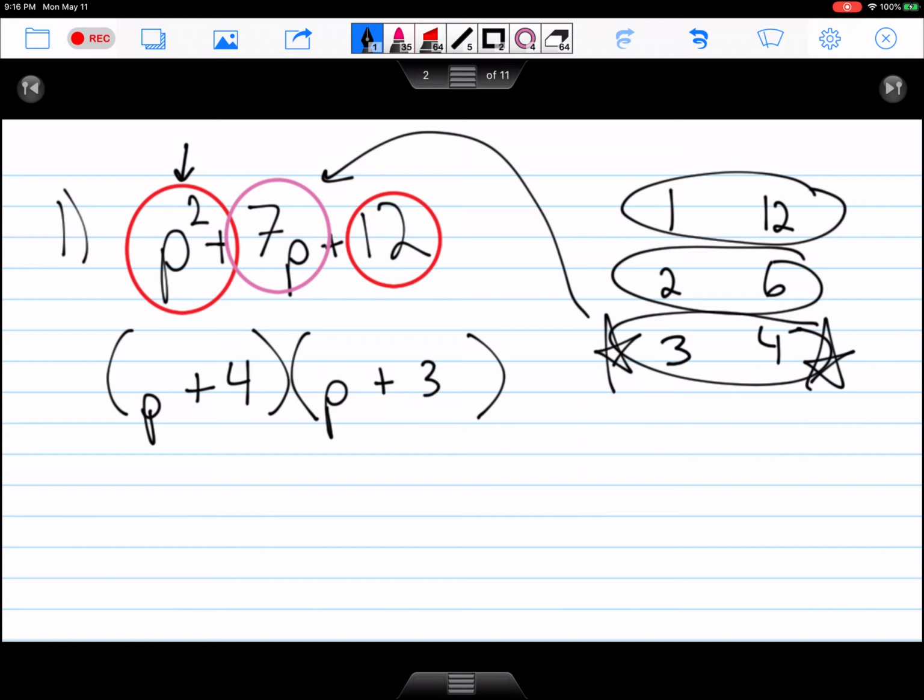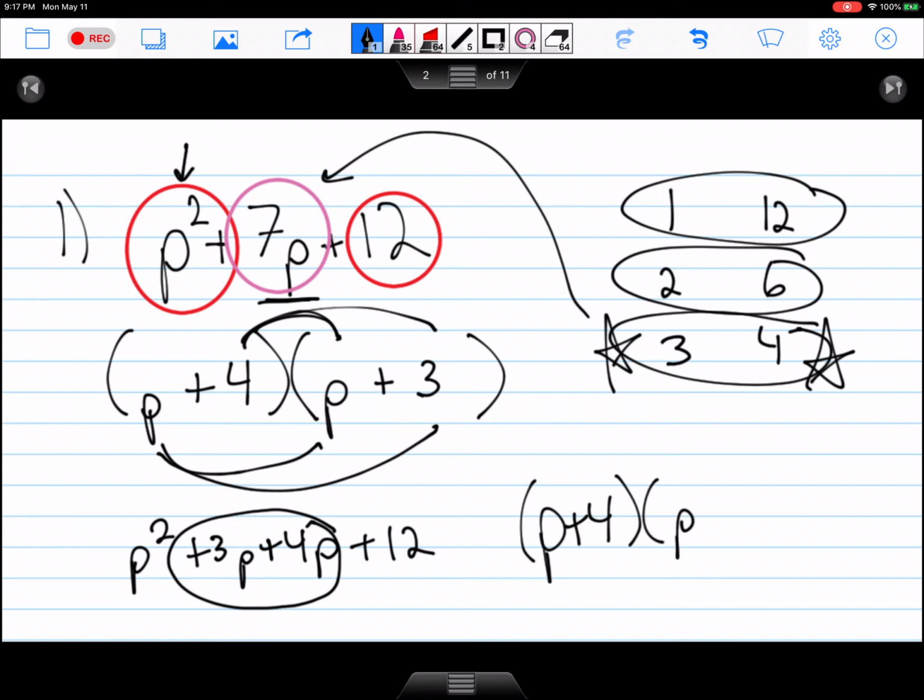And I know this is new. There's a lot going on here. So I got my p squared right here, p times p. Here's where my 7p comes from. When I distribute this p here, I get 3p. When I distribute that 4 there, I get 4p. So let's pretend like we're doing distributing. We got p squared plus 3p. I distribute my 4, I get 4p. I distribute my 4 to the 3, and I get 12. So there is my p squared, my 7p, and my 12. So my answer, I know there's a lot going on here, would be p plus 4 and p plus 3.